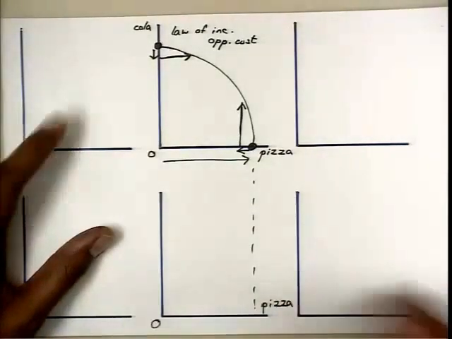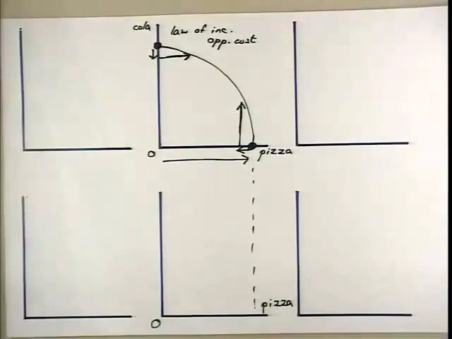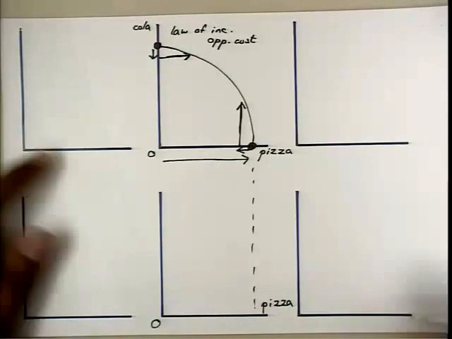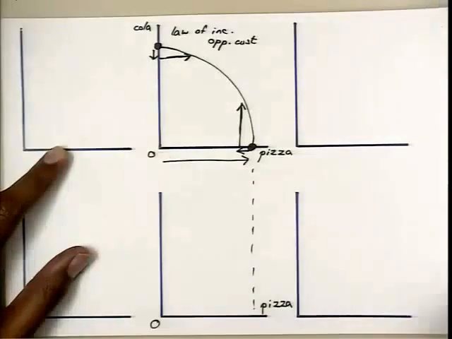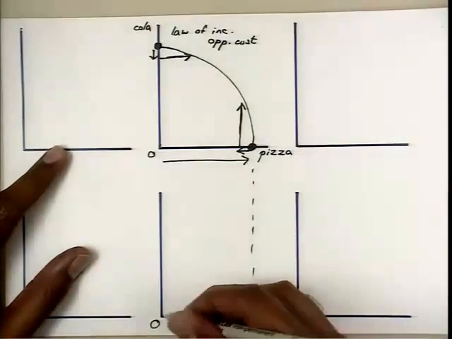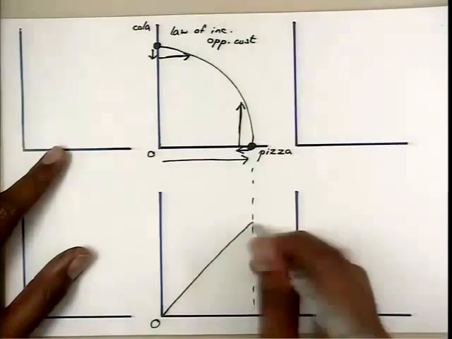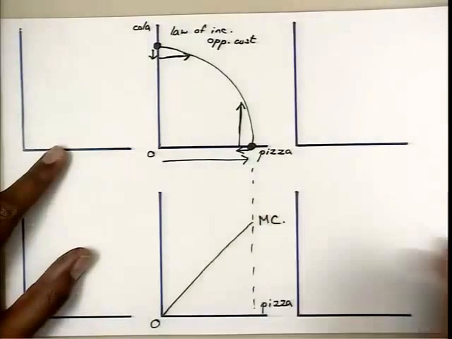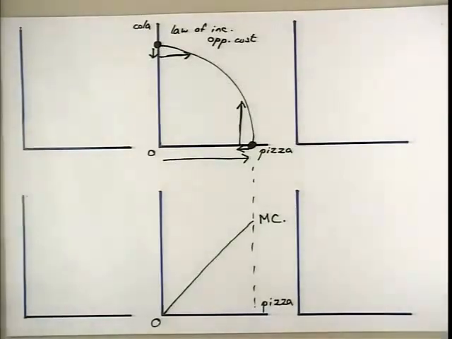Now, assuming that there are only two goods, let's construct the cost of producing pizza in terms of cola. As you move from left to right, the marginal cost of producing pizza begins to increase. I have to sacrifice more and more cola to increase the production of pizza.